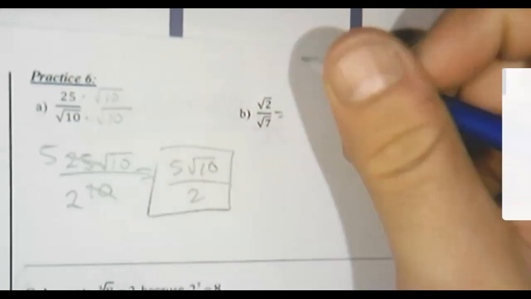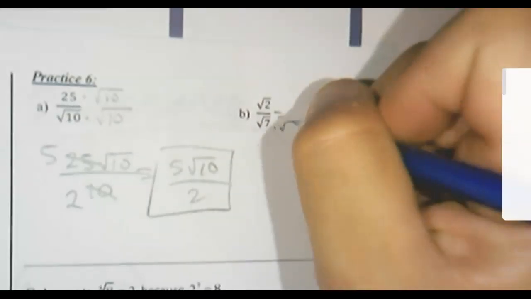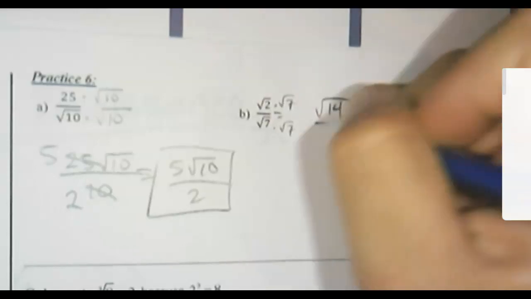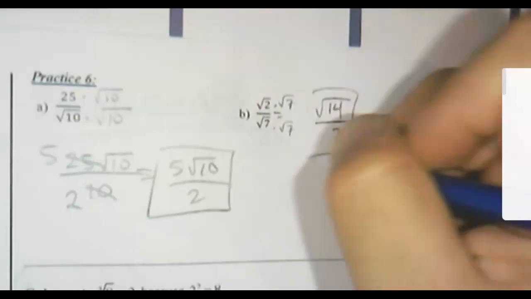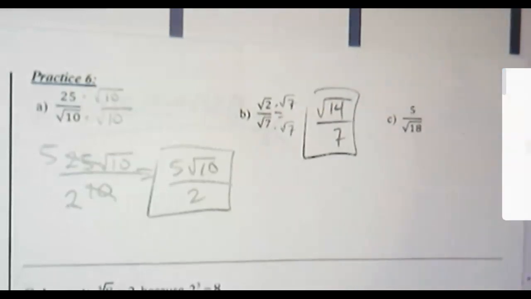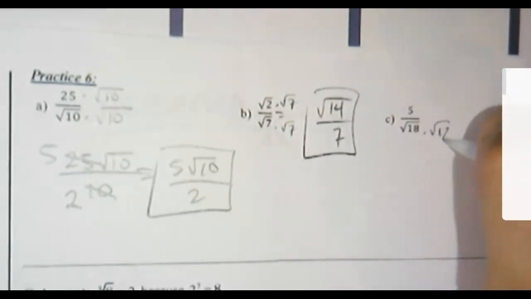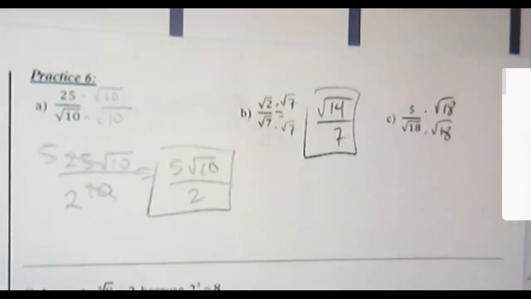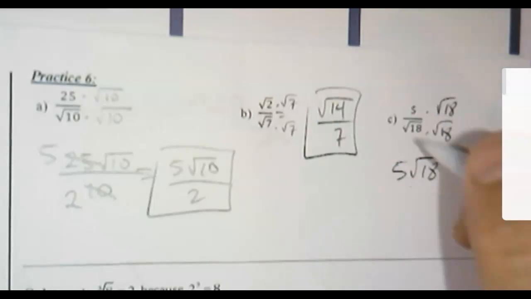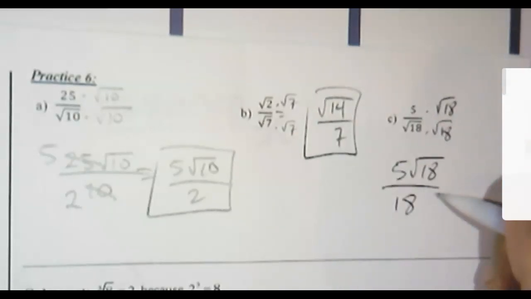Here, I'm going to multiply top and bottom by the square root of 7. So on top, I'm going to get the square root of 14. And on bottom, I'm just going to get a 7. Nothing else to do with that one. Here, this next one, I'm going to multiply top and bottom by the square root of 18. And so on top, I'll get 5 square roots of 18. On bottom, I'll just get 18, and I do have to simplify this a little more.